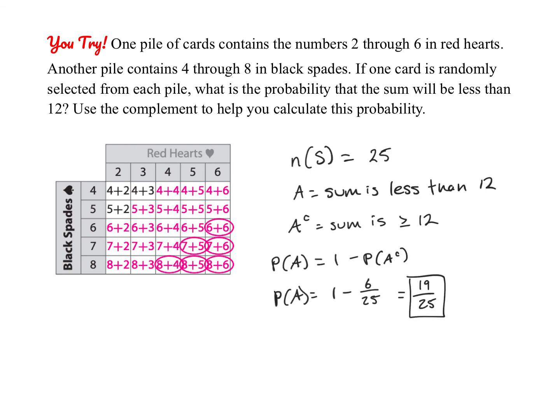Okay, go ahead and check your work here. You can see that the total number of outcomes is 25. And if event A is the sum being less than 12, that means the complement of A would be the sum being greater than or equal to 12. You can see that those 6 cases are here. So 6 out of 25 would be the probability of the complement. If you do 1 minus that, you get the probability of A, which is 19/25.